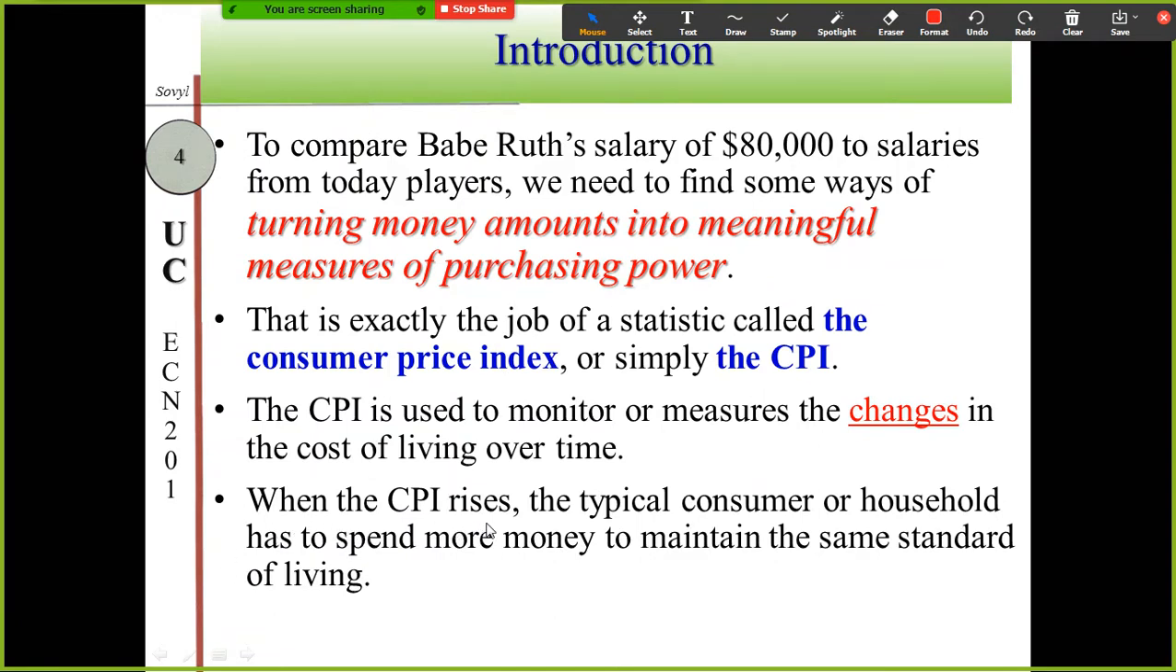When the CPI rises, when the CPI goes up, the typical consumer or the typical household has to spend more money in order to maintain the same standard of living. In order to keep the same standard of living, every consumer, every household must spend more money when the CPI goes up.